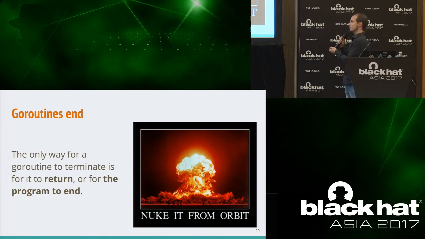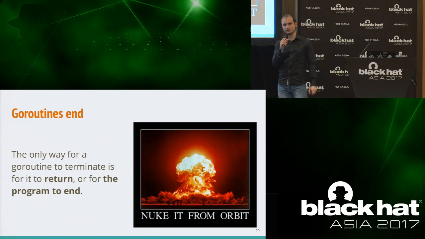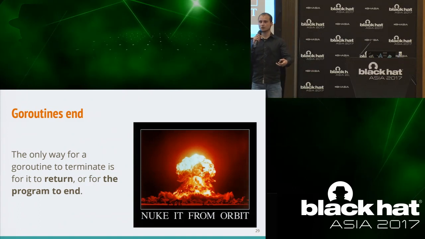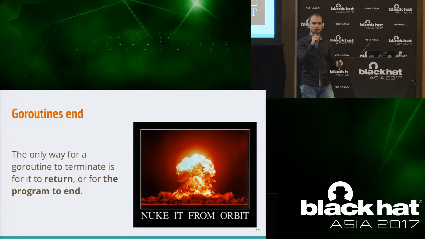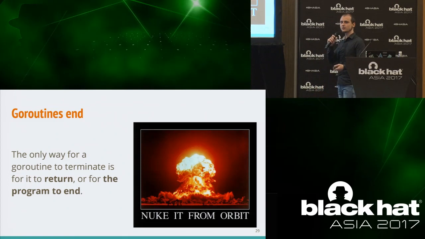The routine can return, or the program has to end. There is no other way to stop a goroutine, because the go statement does not return anything. You cannot assign a variable when you invoke a go statement. The variable will not be compiled in any way, because go does not return a pointer to the thread or to the goroutine.